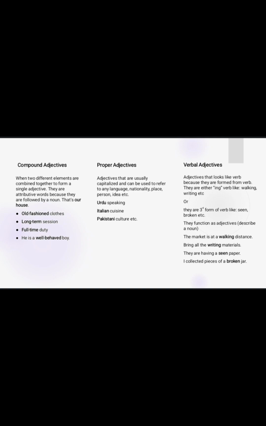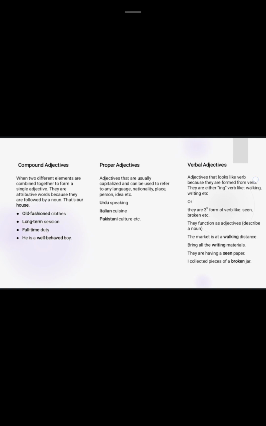Verbal adjectives. Adjectives that look like verbs because they are formed from verbs. They are either ing verbs like walking, writing, etc. or they are the third form of verb like seen, broken, etc. They function as adjectives, describing a noun. The market is at a walking distance. Bring all the writing materials. They are having a seen paper. I collected pieces of a broken jar.